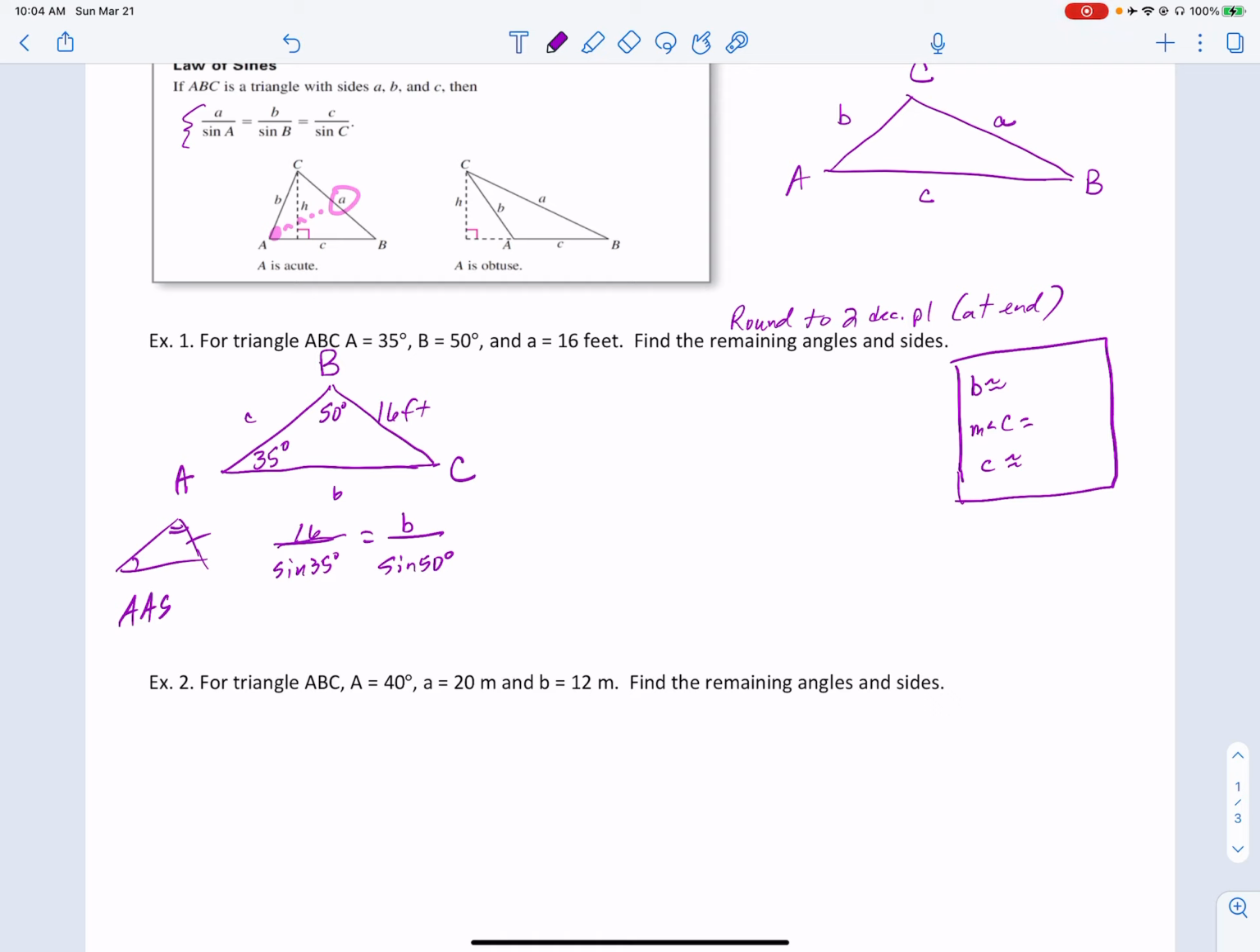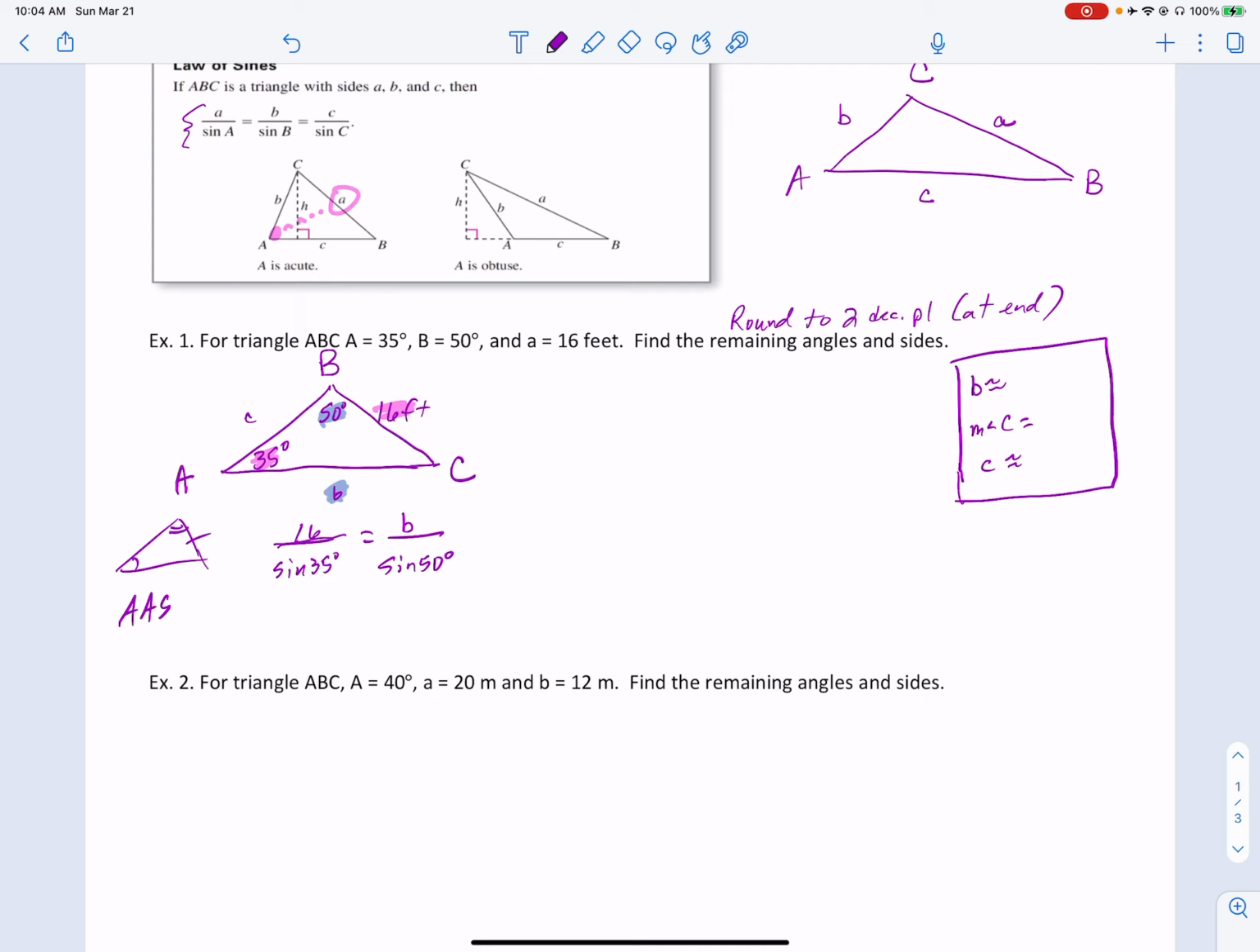So again, we are always using the side opposite of the angle in the ratio. So just here we had 16 feet, and that was the length of the side opposite the 35 degrees. And now I am trying to find B, and the angle opposite of that is angle B of 50 degrees. So we're working with the side opposite the angle in the ratios. So 16 is to sine 35 as B is to sine of 50. Now we're just going to solve.